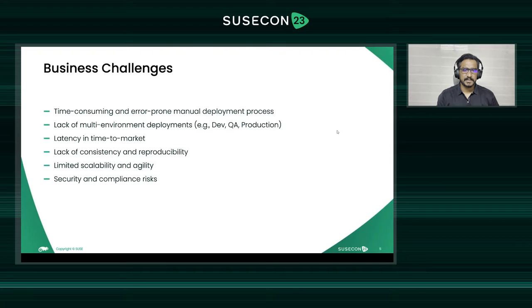I have listed some of the common challenges that business encounters. One of the major challenges faced in manual process of building and deployment of application infrastructure environment is that it is time consuming, error prone in nature. This process requires individual steps for provisioning infrastructure, configuring networks, and then deploying the application on top of it. Each application setup involves repetitive manual tasks, making it prone to human error and consuming valuable time.